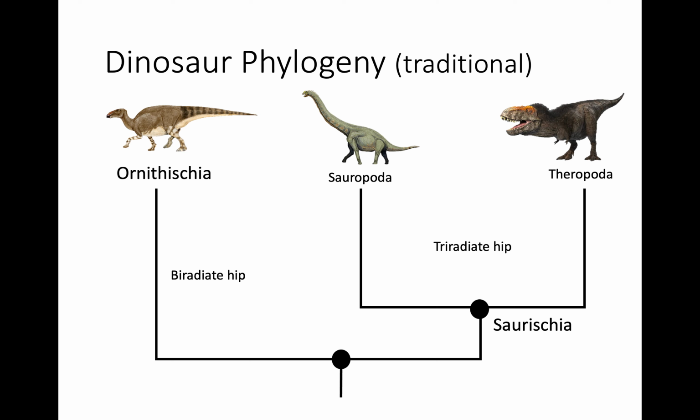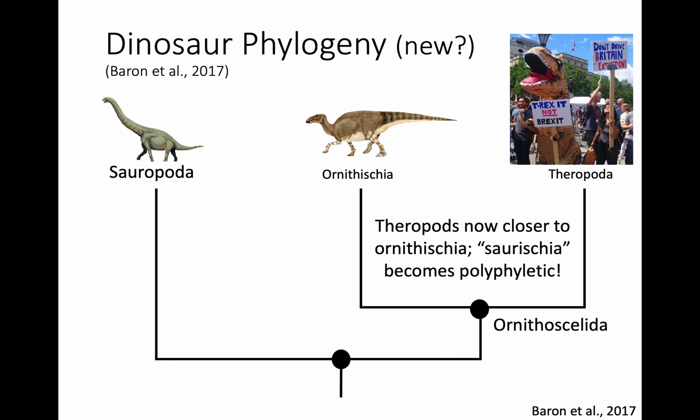This is what we have been taught for, I don't even know how many decades, possibly even a century. We have the Ornithischians here as the sister group to the Saurischians. So Ornithischians are going to be things like our duck-billed dinosaurs, Triceratops, Stegosaurus, and the Saurischians here, the triradiate hip, have two groups, the sauropods, the long necks, and the theropods, like T-Rex. That's our traditional phylogeny.